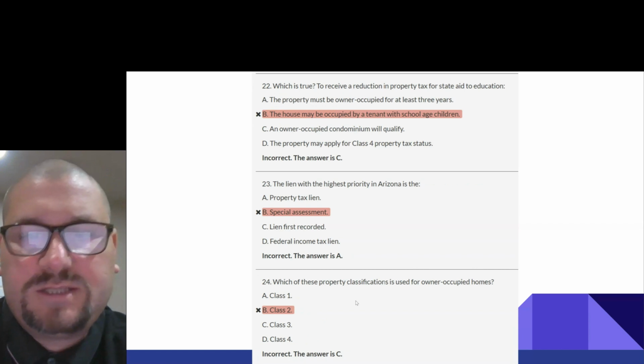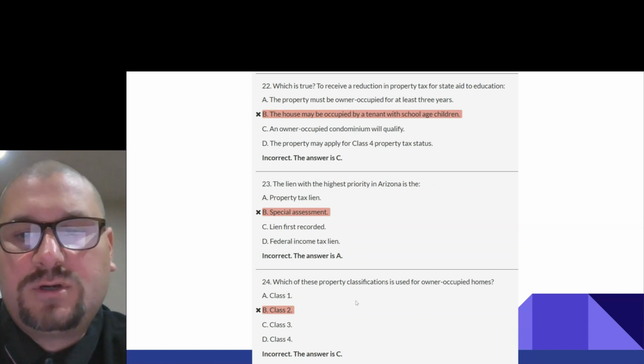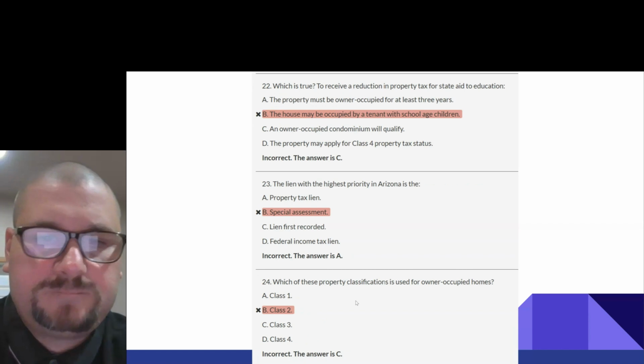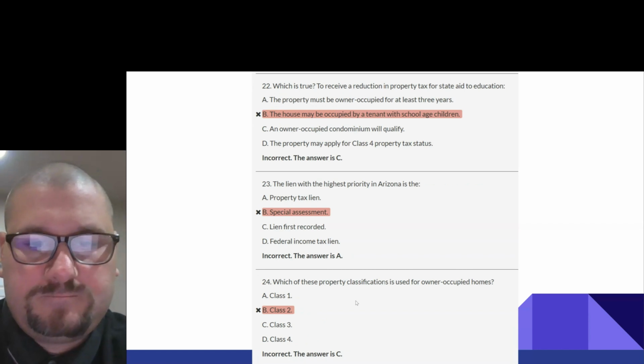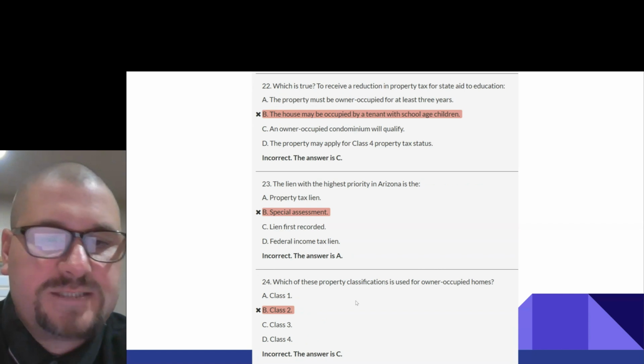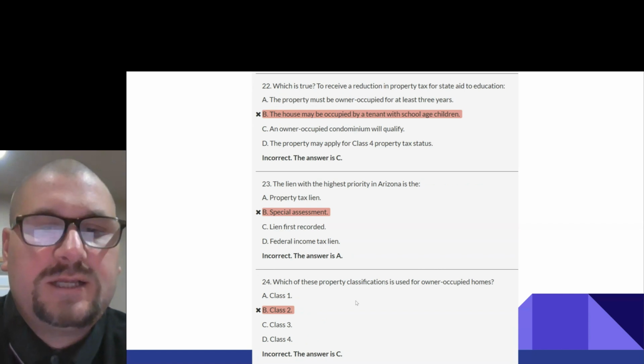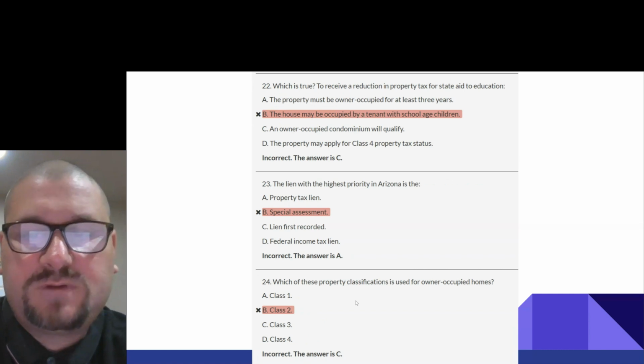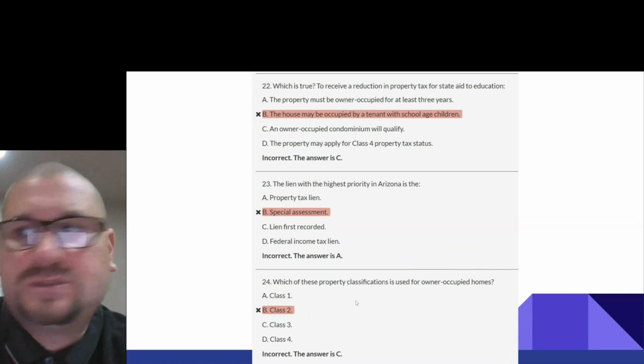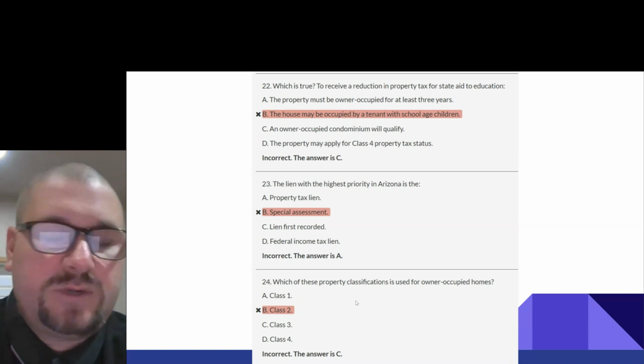Which of these property classifications is used for owner-occupied homes? It's going to be C, class 3. Class 3 is the property classification used for owner-occupied homes. Owner-occupied homes, class 3.